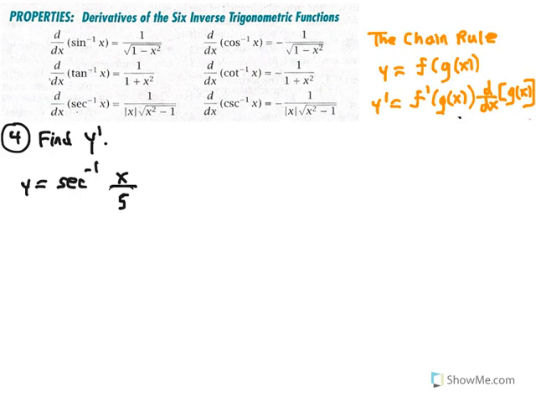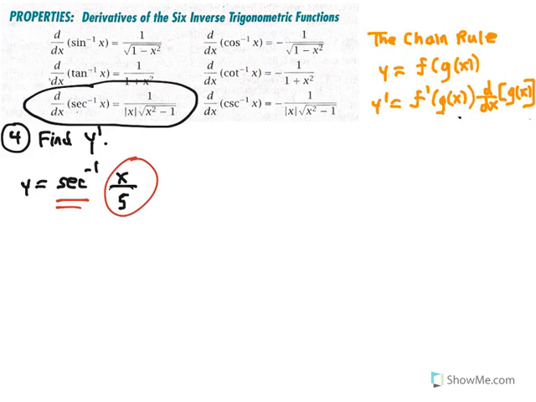So our last example is y is equal to the inverse secant of x over 5. We have a composition of 2 functions where the inside function is x over 5 and the outside function is the inverse secant function. So we're going to be using our differentiation rule for the inverse secant function. and we will begin by taking the derivative of the outside function, but we have to evaluate it at the inside function using the chain rule, and then multiply by the derivative of the inside function.